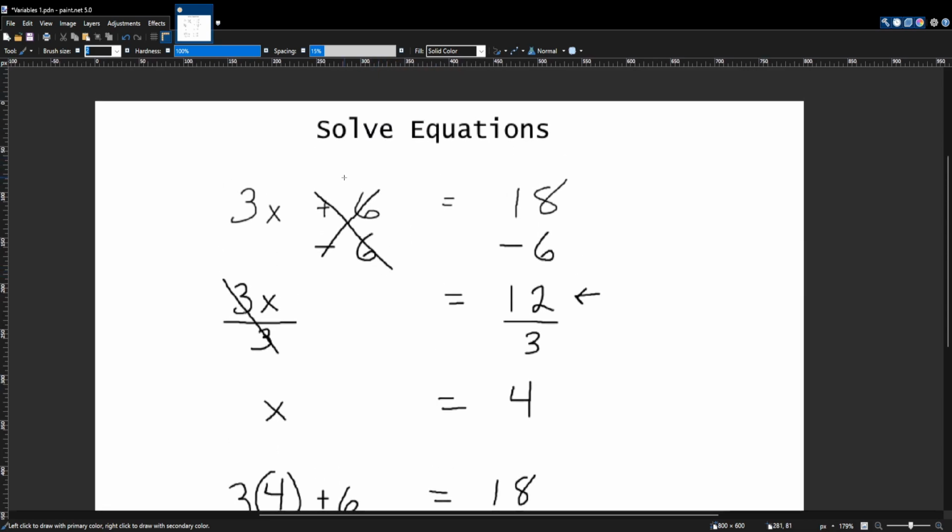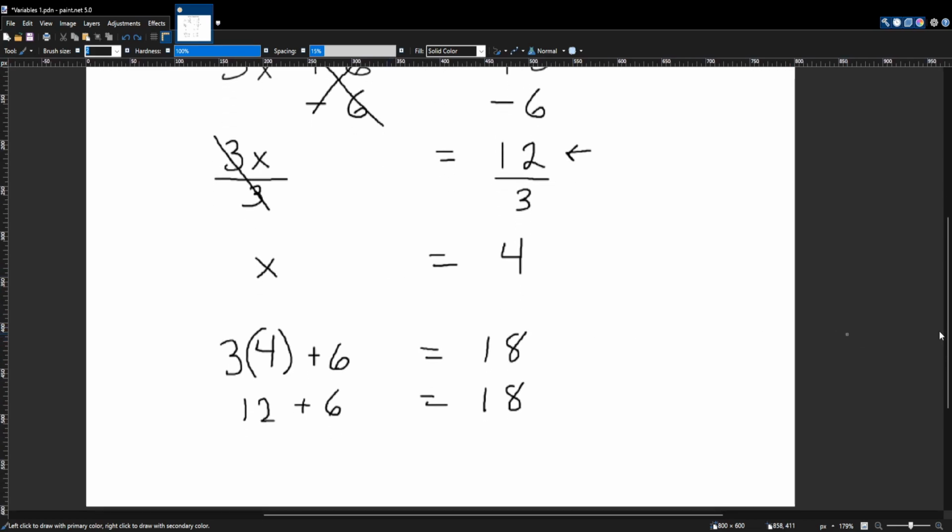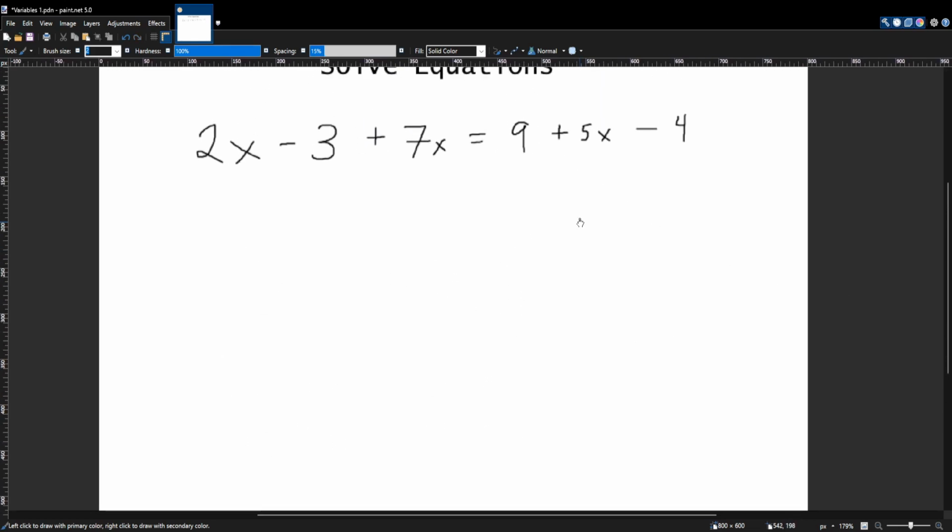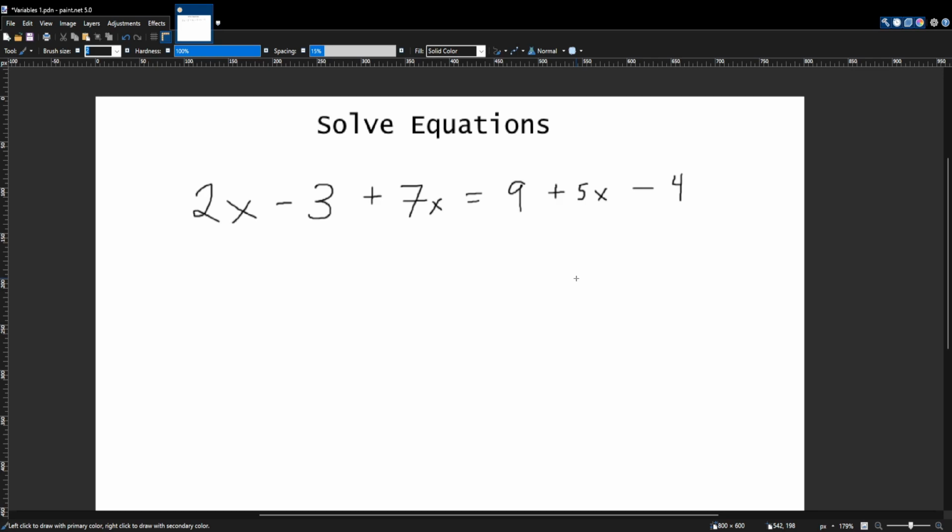Now we saw up here where we had constants on both sides of the equation. So if we remove an equal amount of constant from both sides of the equation, then we'll be left with a variable and its coefficient on one side and a constant on the other side. And we just divide by that coefficient. So let's take a look at another equation here, a slightly more complicated one.